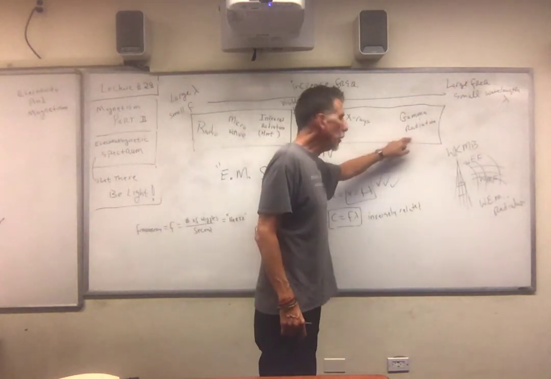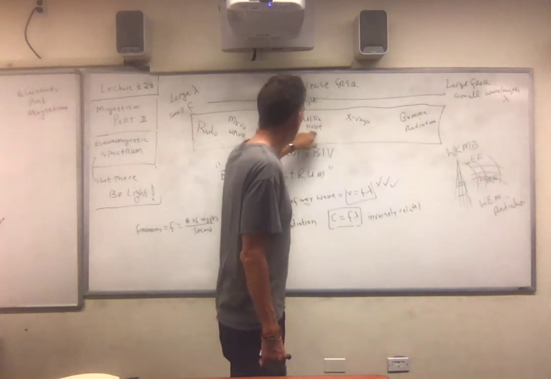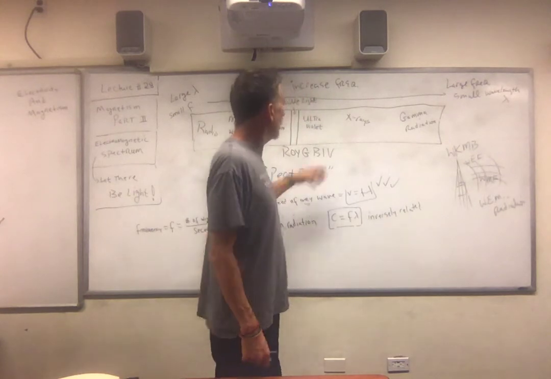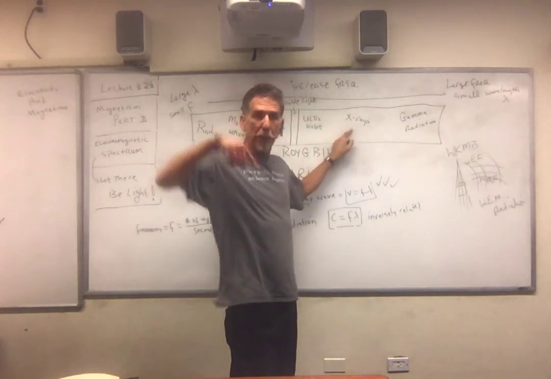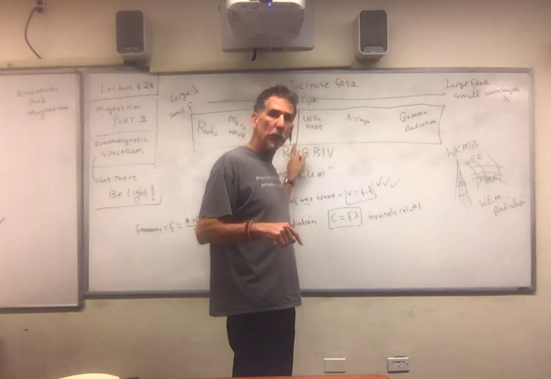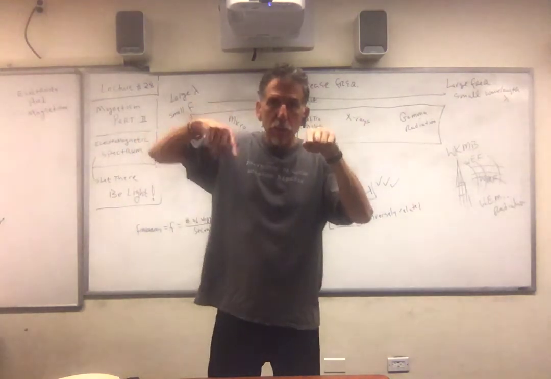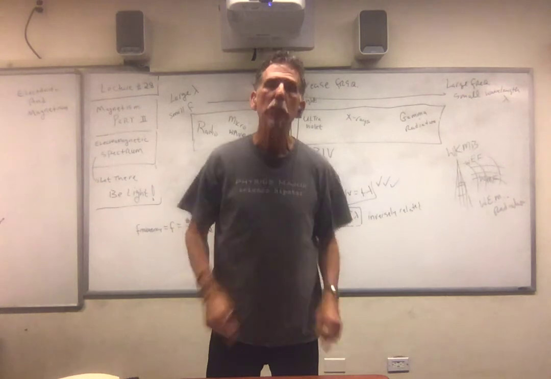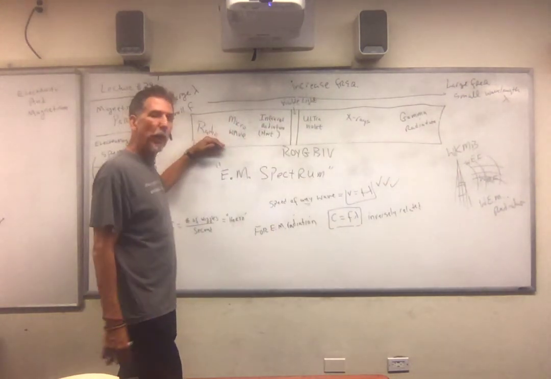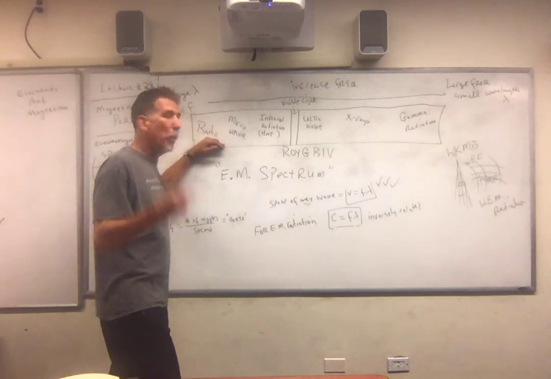So gamma moves at the speed of light, X-rays, ultraviolet, radio, they all move at the speed of light. Which wiggles faster? X-rays certainly wiggle faster than visible light because they have more energy. So they wiggle faster, but they both travel at the same speed. Okay? Trick question. So radio waves: wiggling electric and magnetic fields.